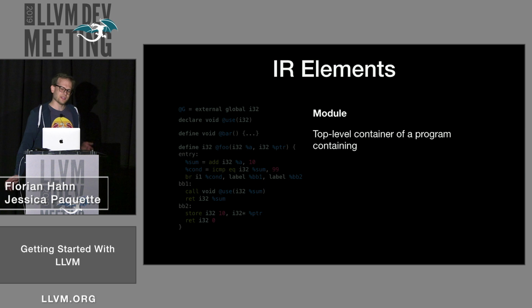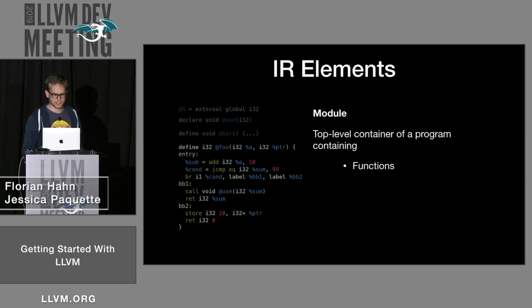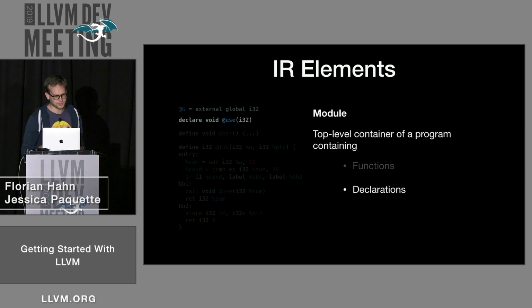Finally, the next level up is modules. Modules in LLVM IR is kind of the top-level container of a program. And it can contain a bunch of stuff, like functions. So you can have multiple functions. You can have declarations, global variables, and a lot more.